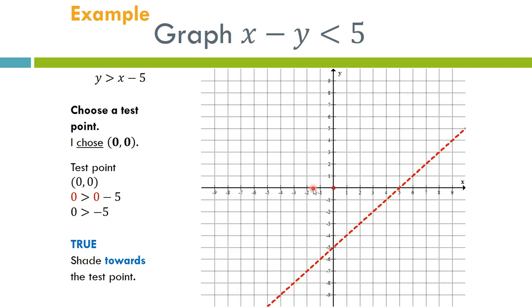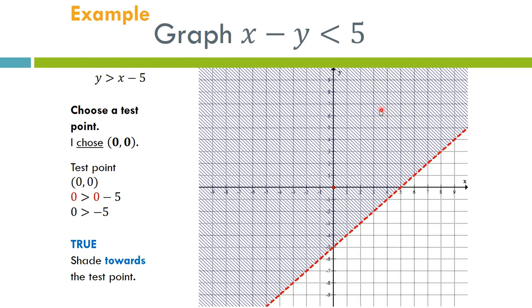If this would have made it false, I would have shaded the other region. So you only want to shade what makes your inequality true. So because mine's true, I'm going to shade towards my test point. And you can see this would be my solution. This graph with the boundary line and my shaded region, all of this makes up my solution to this problem. All right, let's try another example.